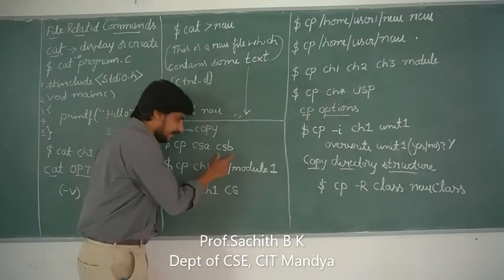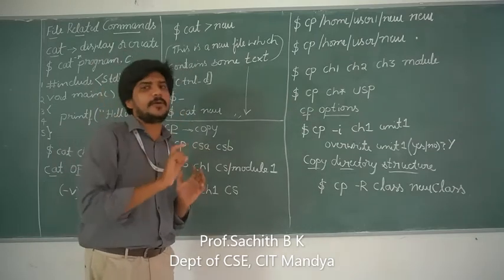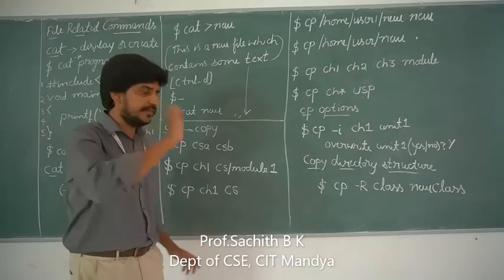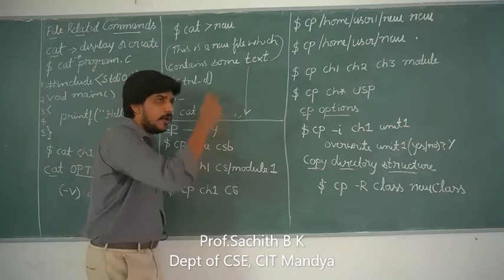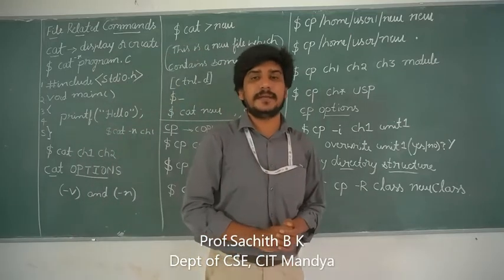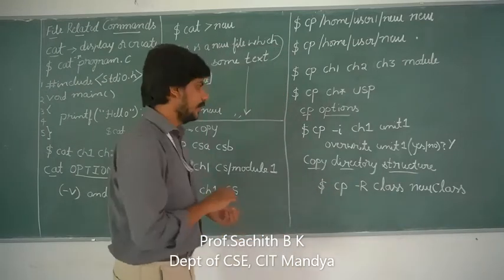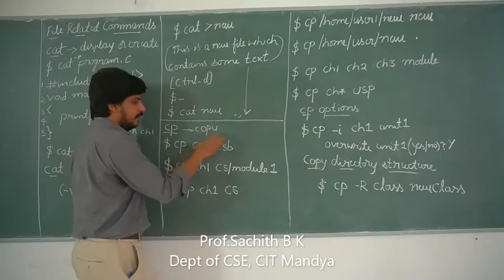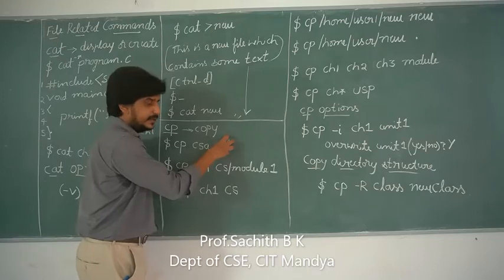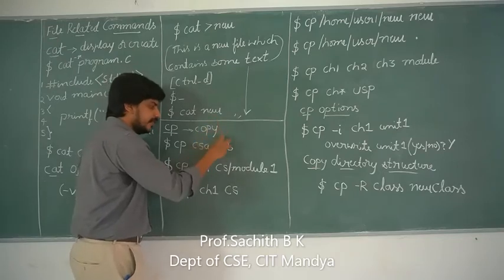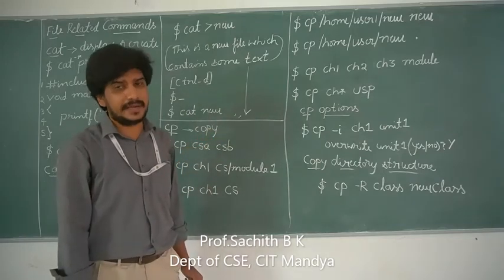Suppose if CSP does not exist, it will create a new file by name CSP, then it will copy the contents. Suppose CSP was already there, then the contents of CSA will overwrite the contents of CSP. This is how the copy operation takes place. Literally, you are copying the contents of your source file to the destination file. If the destination file does not exist, it will be created, then copy takes place. If the destination file already exists, then this destination file will be overwritten.